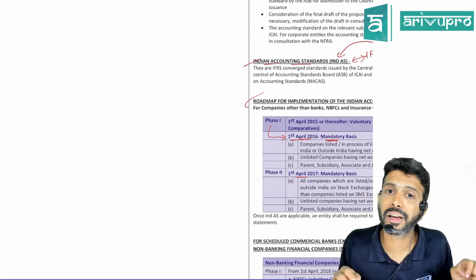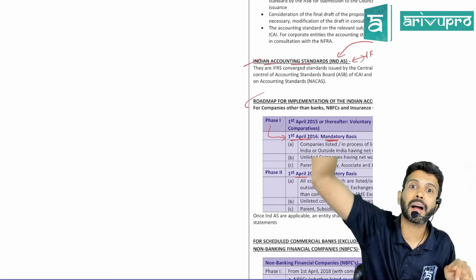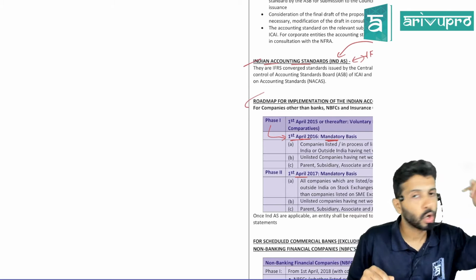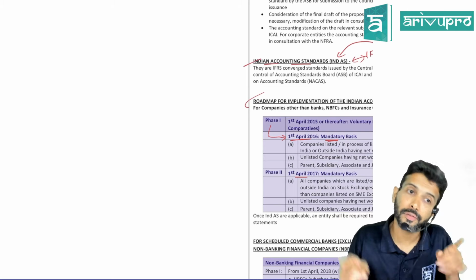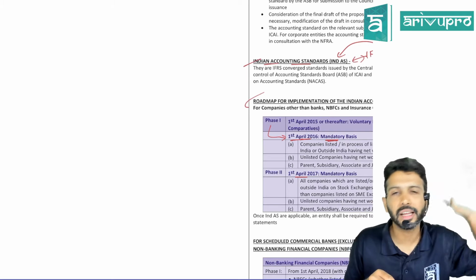Can an unlisted company get covered under phase 2? If their net worth is 500 crores or more, they come under phase 1. If their net worth is half of that, which is 250 crores or more, they come under phase 2. So Ind AS will be applicable from 1st April 2017.